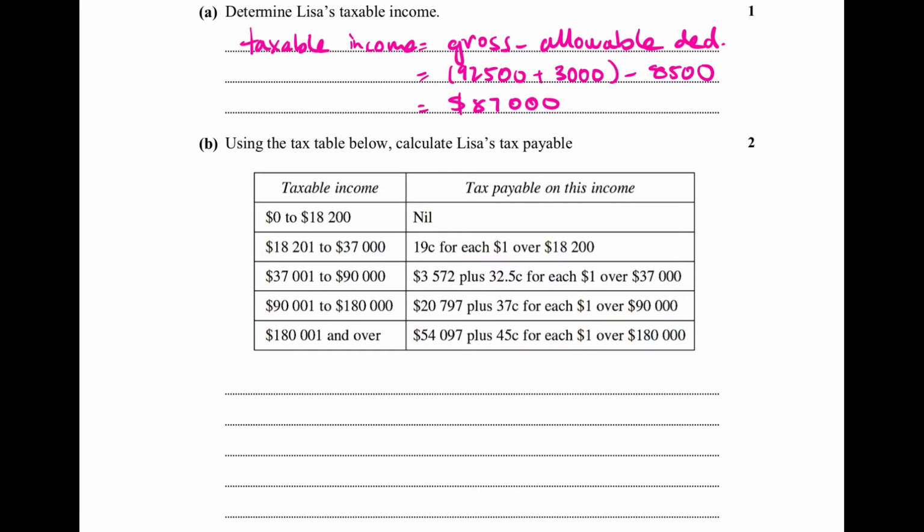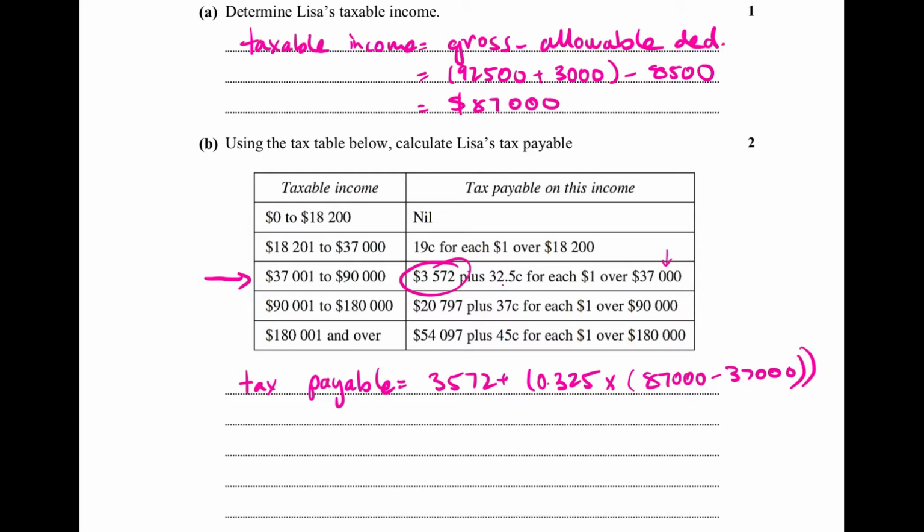Now we need to determine what her tax is. She falls in this bracket over here. So the tax, let's first determine, she has to now pay $3,572 plus 32.5 cents for every dollar over 37 grand. So that means her tax payable is $3,572 plus 32.5 cents for every dollar over 37 grand. So 87,000 minus 37,000. So that difference there times it by the 32.5 cents. And we get $19,822. That's how much tax she needs to pay.